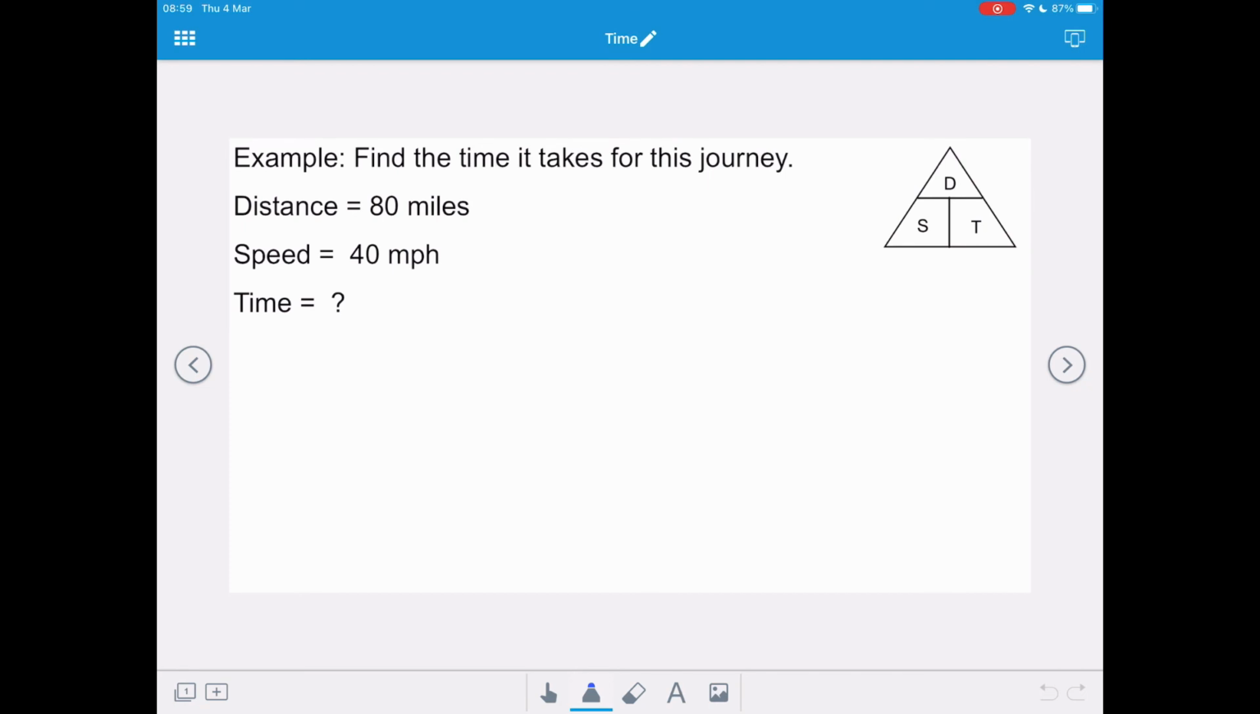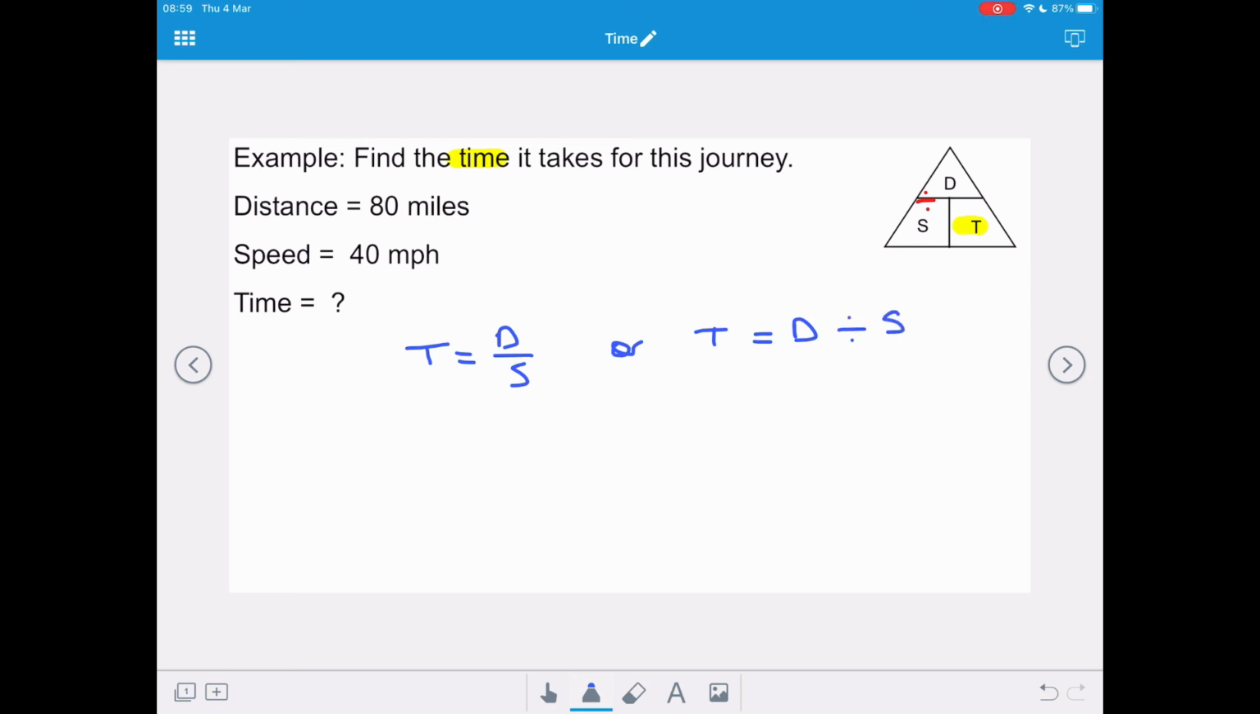In this example, we want to find the time it takes for this journey. The distance is 80 miles and the speed is 40 miles per hour. And we want to work out the time. So you can see that time is at the bottom right of our triangle, and we're going to work out time by doing distance divided by speed. So if we write the formula, we've got t equals d over s, or we can write it as t equals d divided by s.